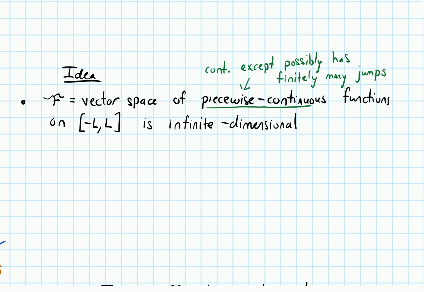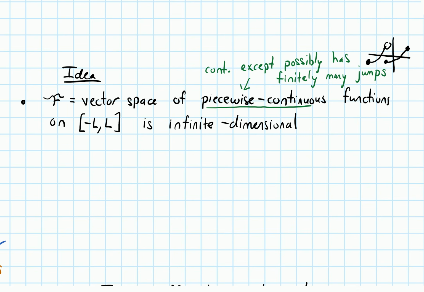finitely many jump discontinuities. So for example, let me just draw a basic graph here. If I had a graph that had a jump discontinuity, so let's say maybe it started here at a closed point, and then there's an open circle, and then it jumps down and does something like this, that would be piecewise continuous. It was continuous everywhere, except it had one jump. So a function like this is allowed to have finitely many jump discontinuities. So this vector space is infinite dimensional.